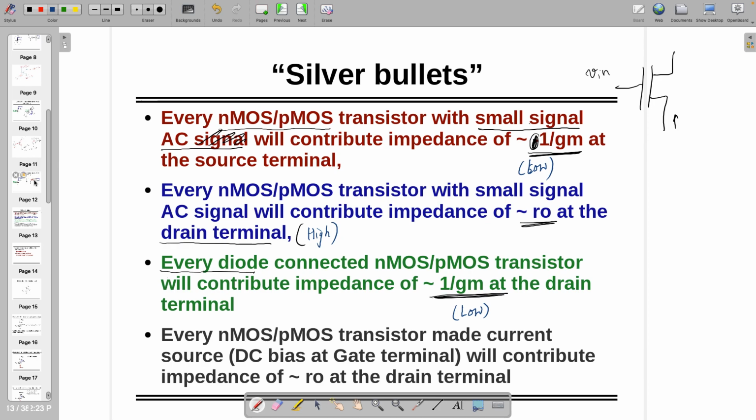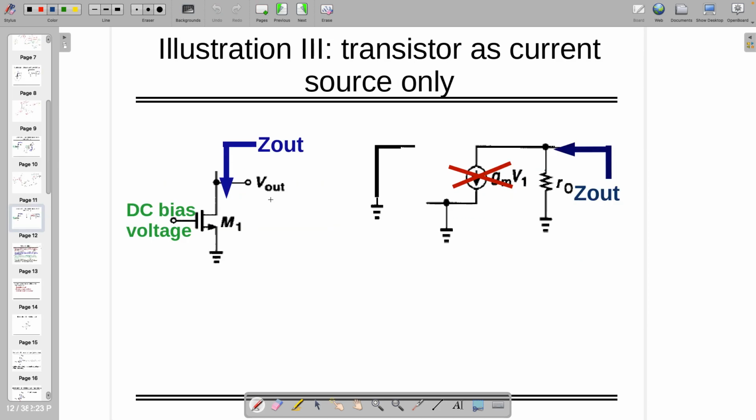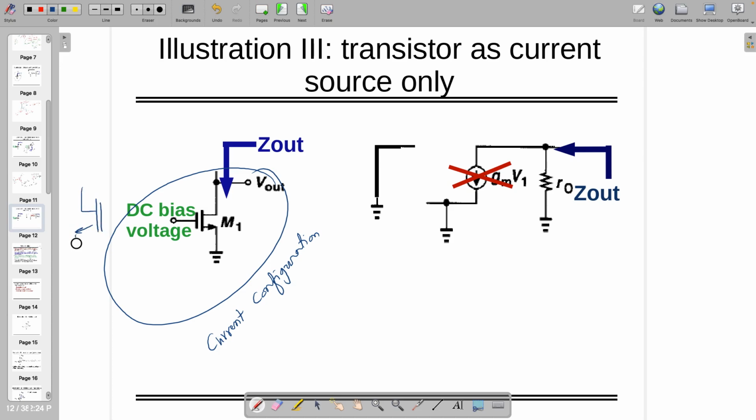Every NMOS or PMOS transistor can be made a current source. This particular configuration is known as the current configuration. We will study that right now. Just keep it in your mind that it provides the required current. We'll study that when we study the current mirror, because this DC bias voltage is generated from some other circuit. You must have studied the current mirror somewhere, right? So it's a current mirror. The actual circuit is like this.